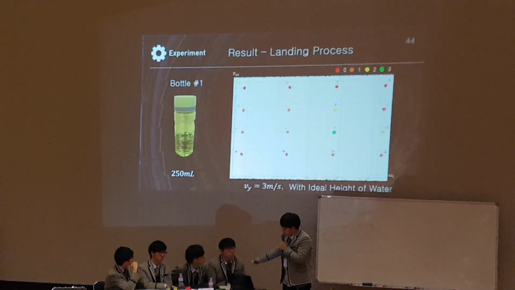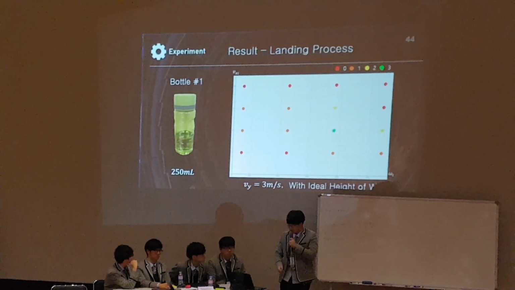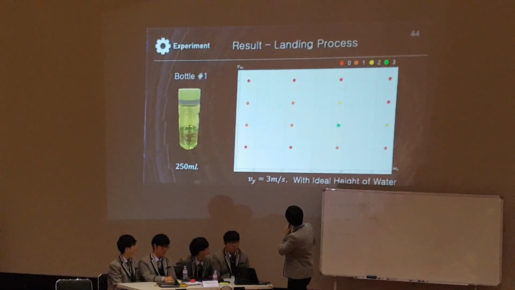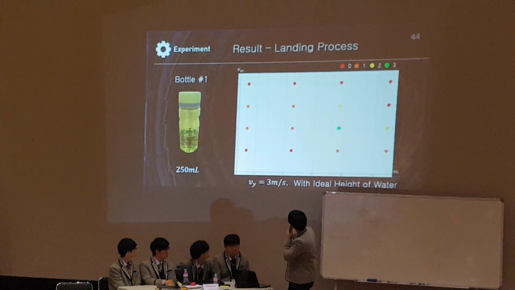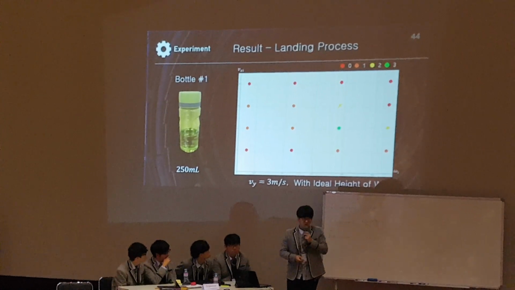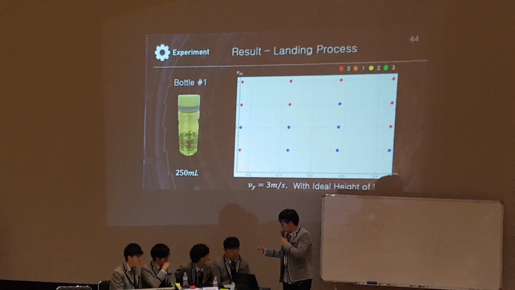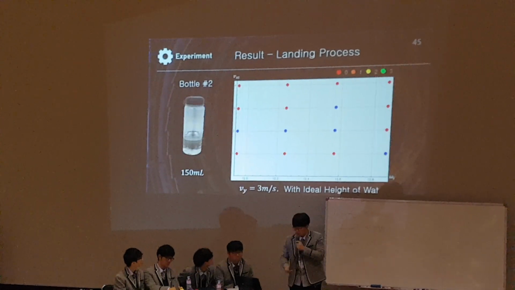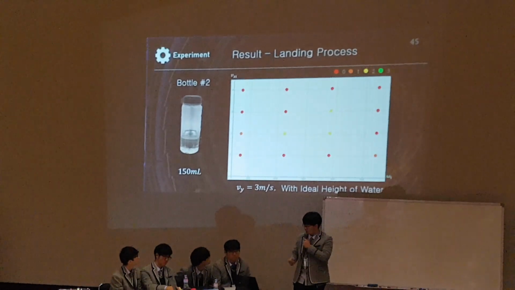So I compared it with these experimental values, and this green dot means it is most successful, and the orange dot was a little bit less than the green line, but it was still successful, and this seems to match pretty well with the theoretical expectations. Also for the second bottle, it seems to match pretty well.